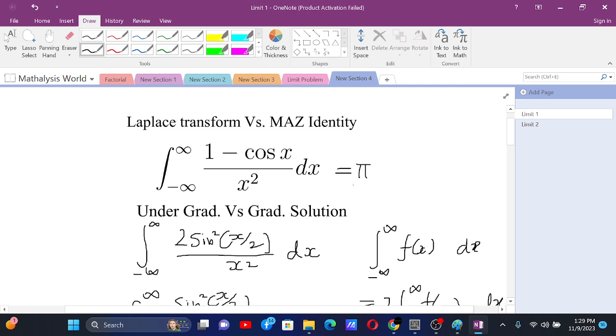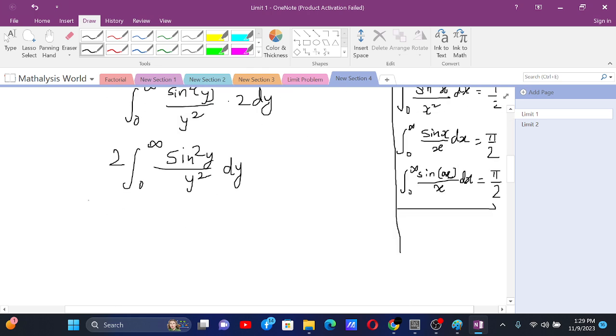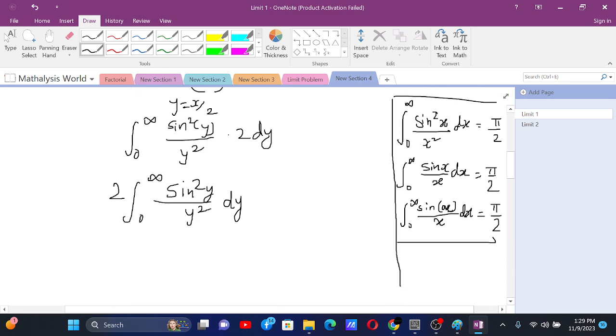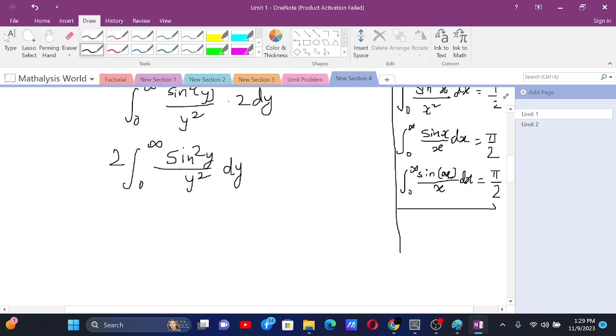But we are not going to stop here. We are going to proceed further, since we have not used Laplace transform till now. After this, to simplify, we can first use integration by parts. We can use integration by parts with y square as u and sine square y as b. No, this was u and this is b.